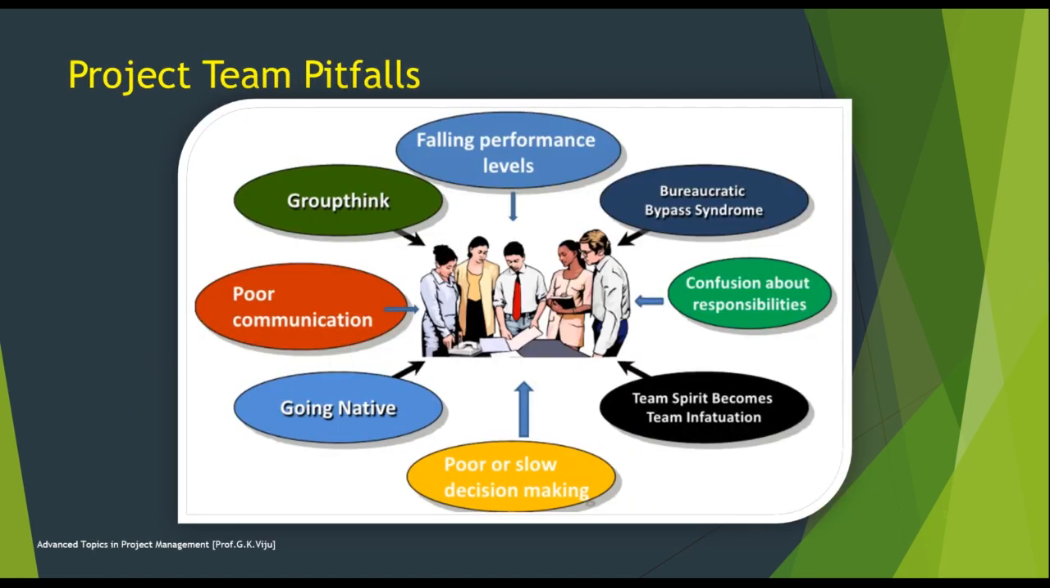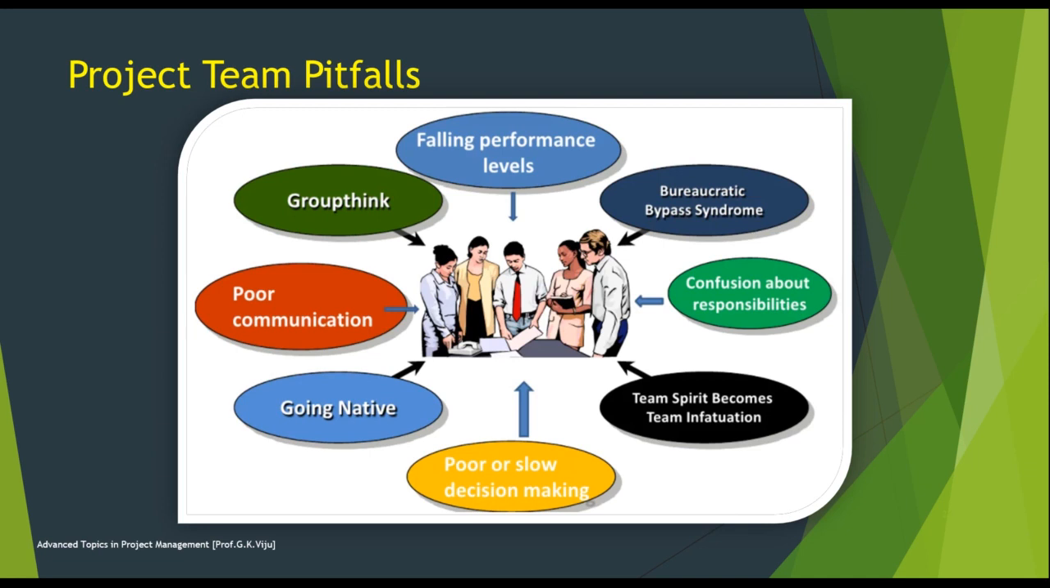So these are the general pitfalls for the project team, or general disadvantages or failures for the project team. When the performance level is falling, there is bureaucratic bypass syndrome. Bureaucratic means dictatorship. So when one man is going to take all the decisions, automatically the others are going to lose their interest. Then they will have confusion about their responsibilities.